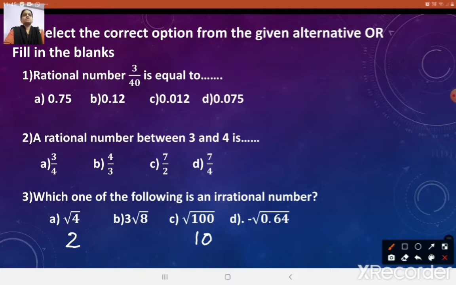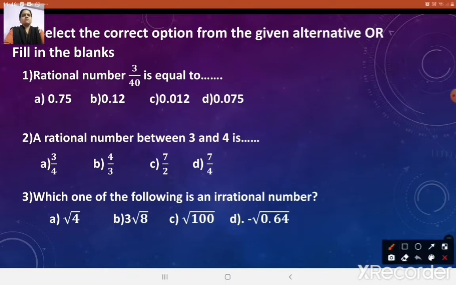Minus square root of 0.64. So it will become minus 0.8, as 0.8 is the square root. So for options A, C and D, we are getting square roots, because those numbers are perfect square numbers, and we are getting those numbers as rational numbers. So option B is an irrational number. Correct? So this is our correct option. Is it clear? In the exam, you do the rough work in your rough book and take the correct option.